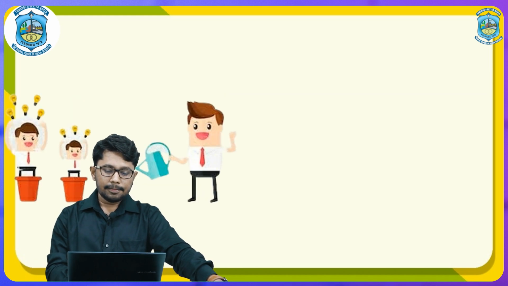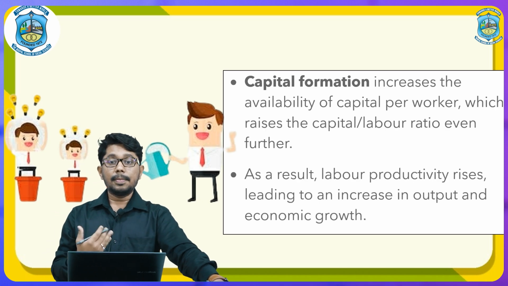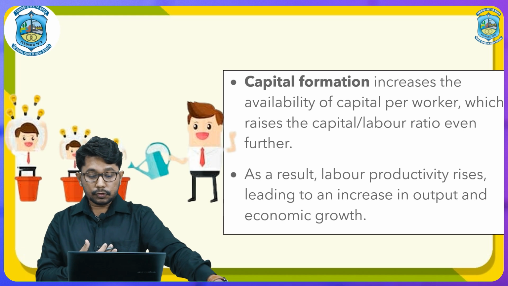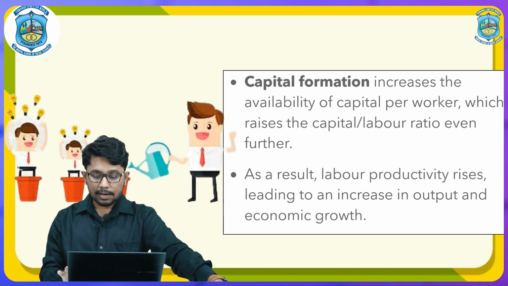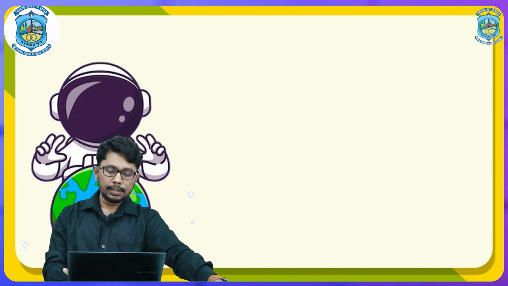And the second one is capital formation. Capital formation increases the availability of capital per worker, which raises the capital and labor ratio even further, and as a result labor productivity rises, leading to an increase in output and economic growth, which we already discussed.